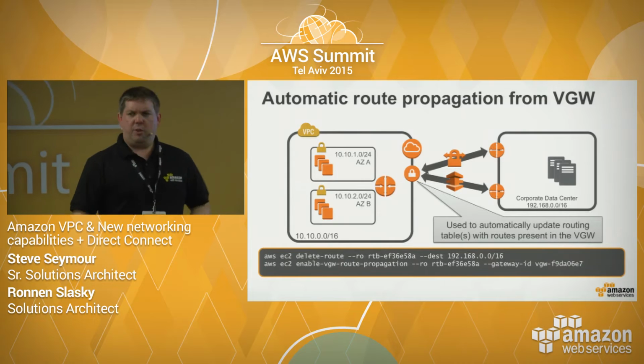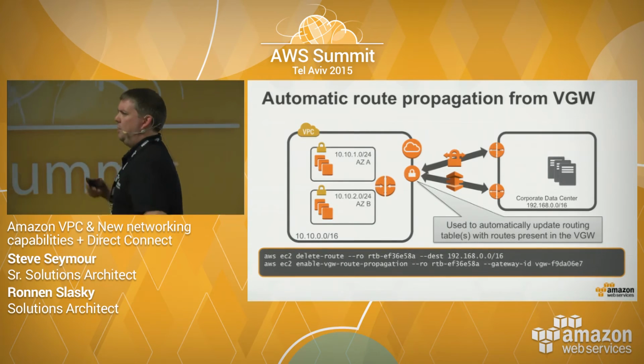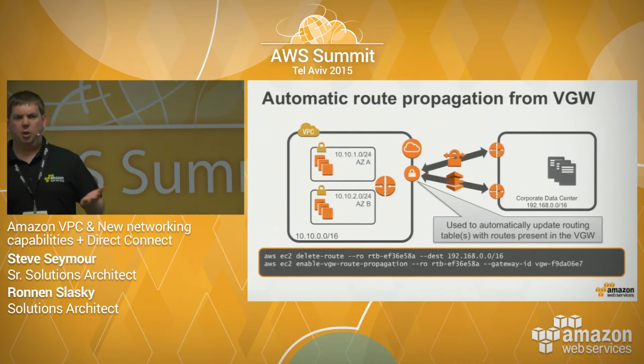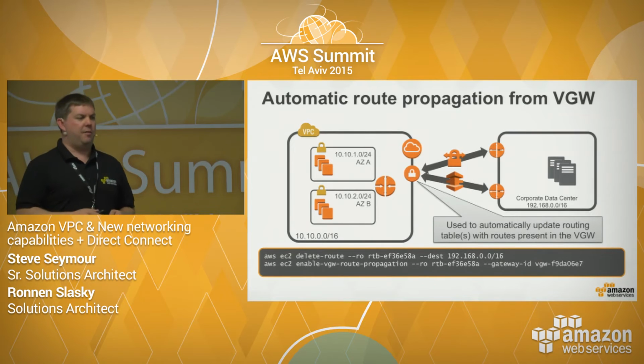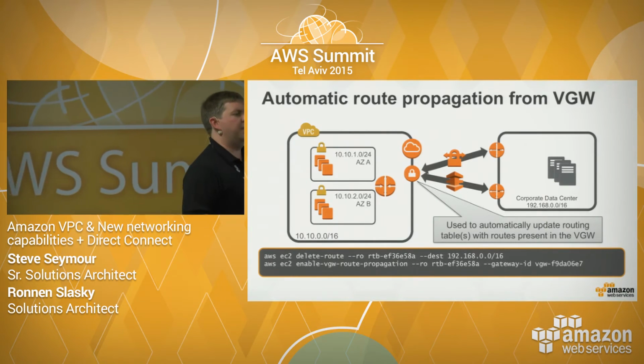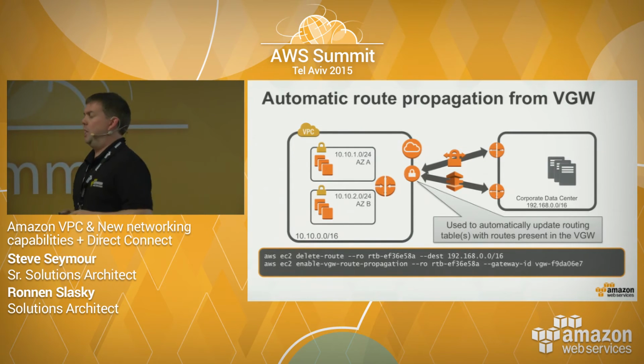Now, you notice there that we created effectively a static route entry for the corporate data center. What if you have a network environment that's quite dynamic, where things change? Perhaps you have a global MPLS network, and you have networks being added and removed fairly frequently. This would be an admin overhead for you to maintain this routing table. So we have a feature that's called route propagation.